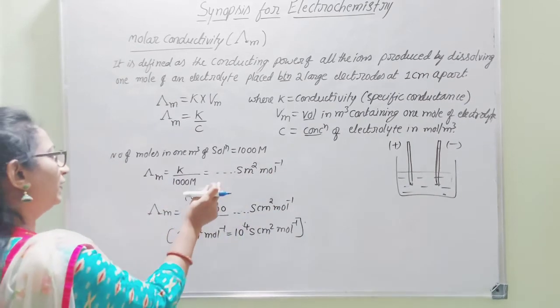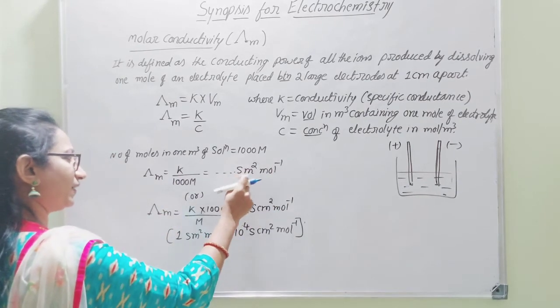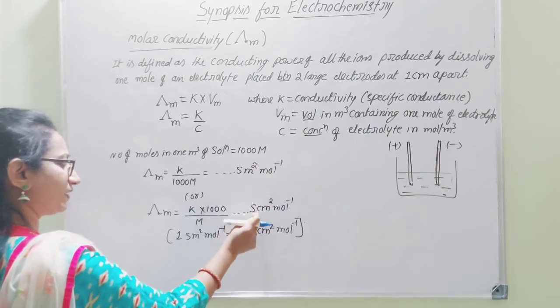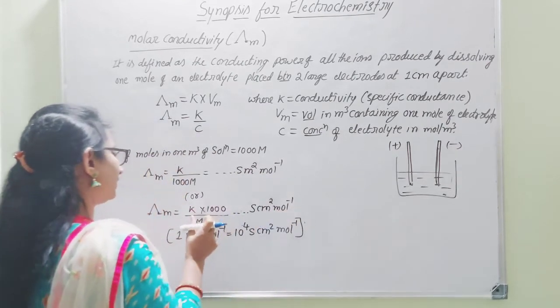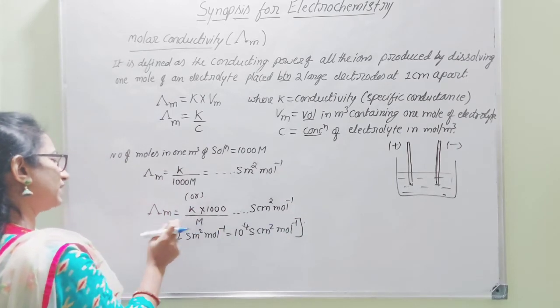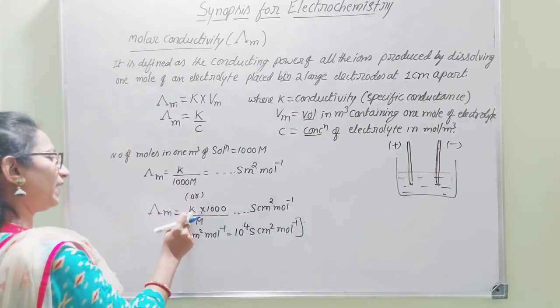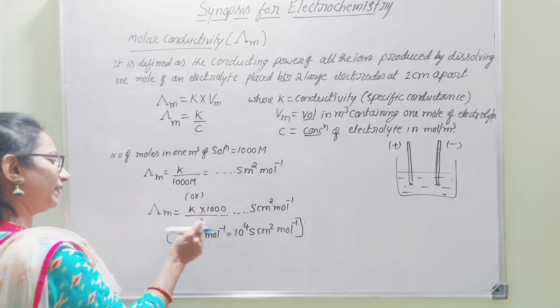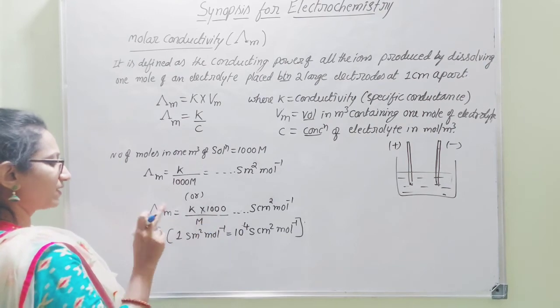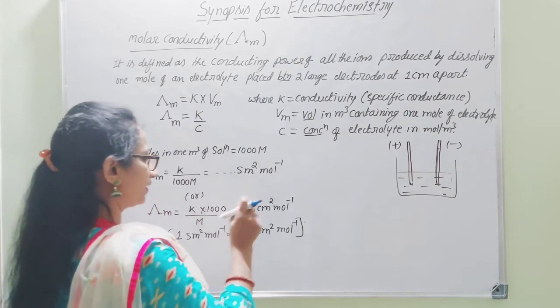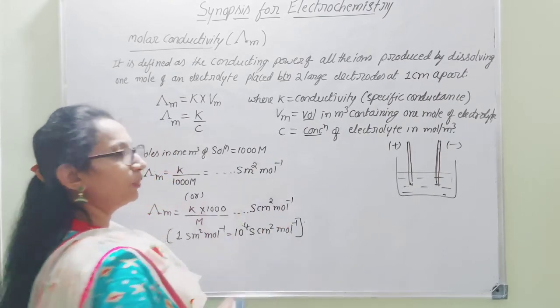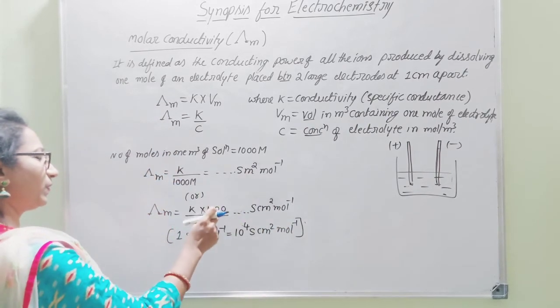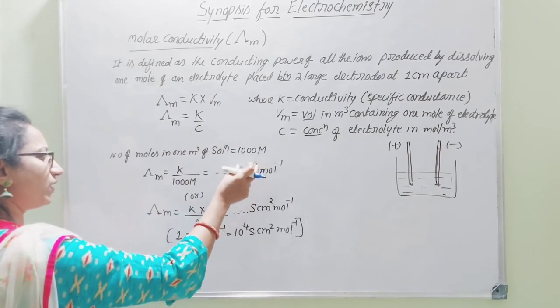In case you use a unit other than Siemens meter square mole inverse, that is Siemens centimeter square mole inverse, then the expression will change like this: lambda m is equal to K into 1000 divided by m. Because 1 Siemens meter square mole inverse is equivalent to 10 power 4 Siemens centimeter square mole inverse. You can solve the problems based on the units they have given.